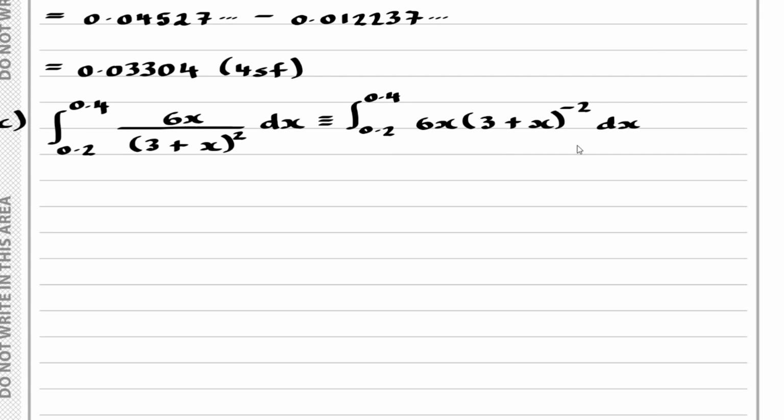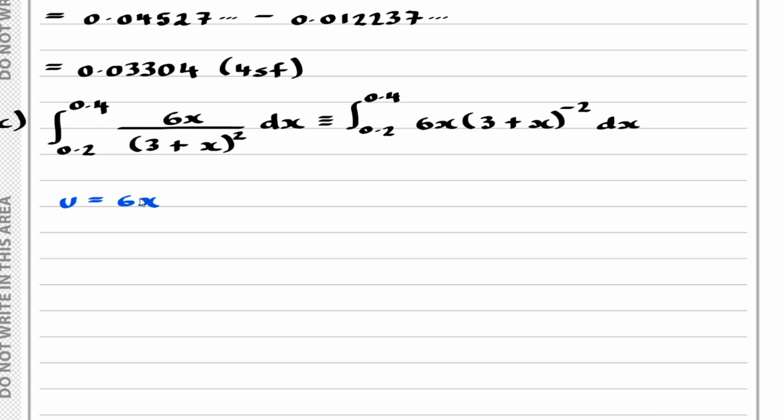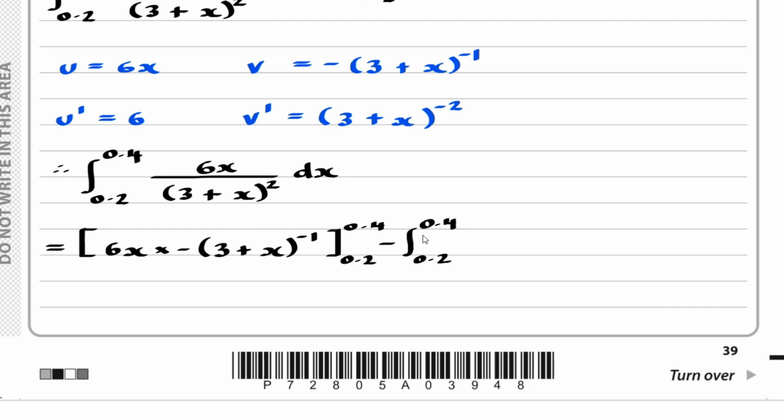We have a variety of options to use when integrating this. One method which we could use is integration by parts, and the formula for that is shown here. So, if I let u equal 6x, that means u dash is 6, and if I let v dash equal (3 plus x) to the negative 2, that means v equals negative (3 plus x) to the negative 1. So, what this integral is equal to is u times v, subtract the integral of v times u dash, so that's negative 6 times (3 plus x) to the negative 1. So now we are required to work this out.